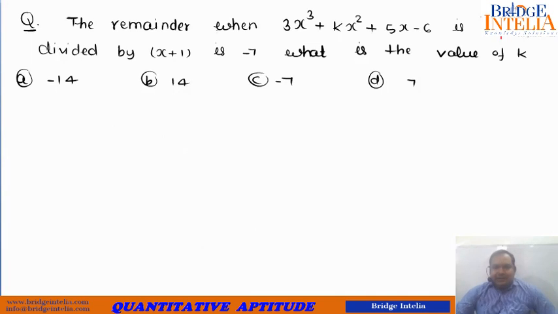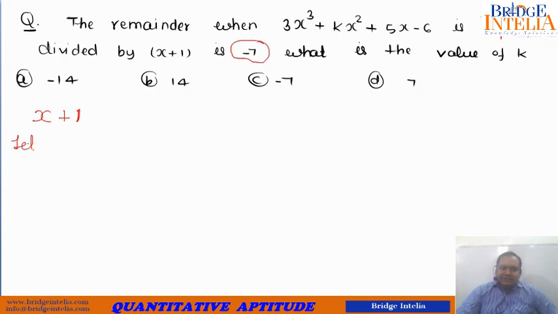The remainder when this expression is divided by x plus 1 is minus 7. So when you try to divide this expression by x plus 1, this is what happened. You got minus 7 as the remainder. So how to solve this?